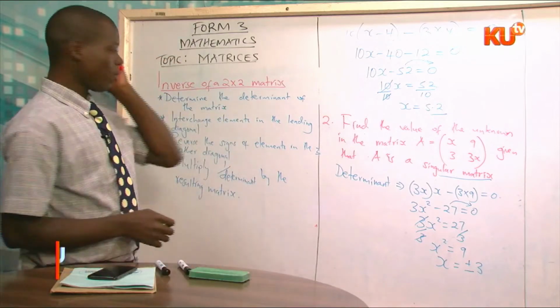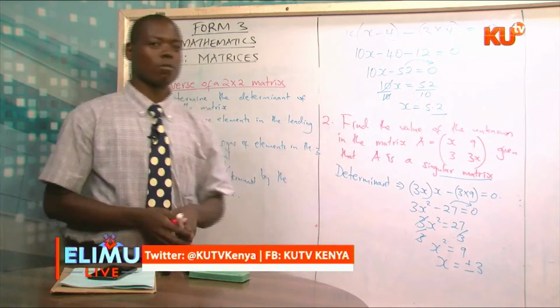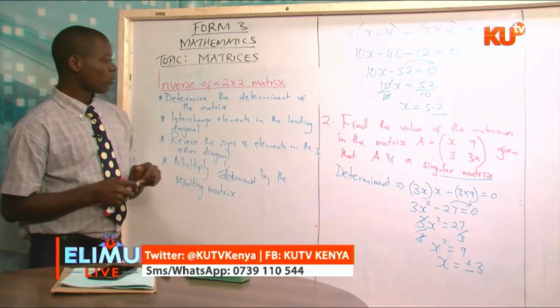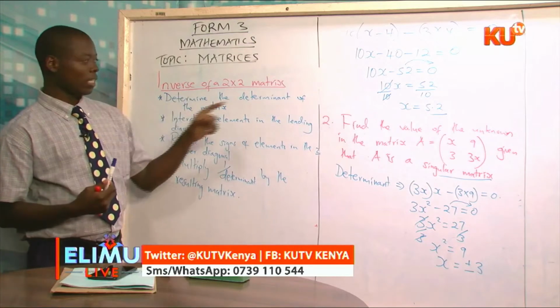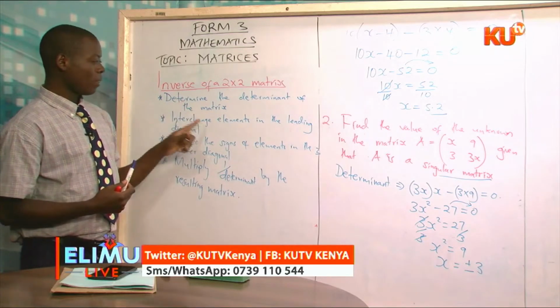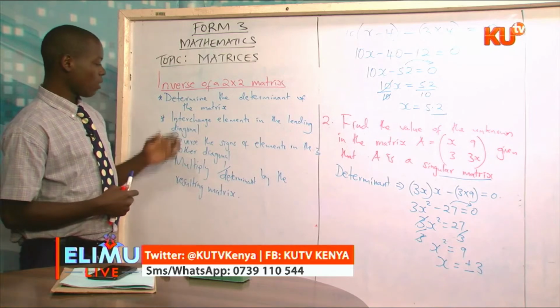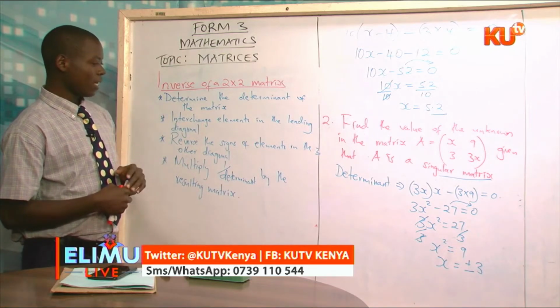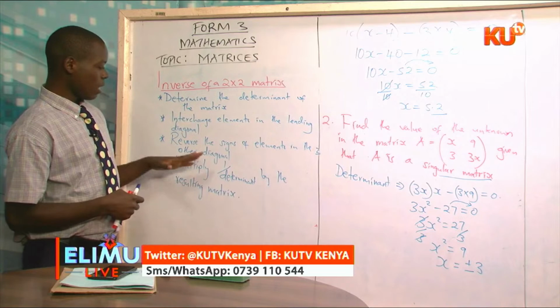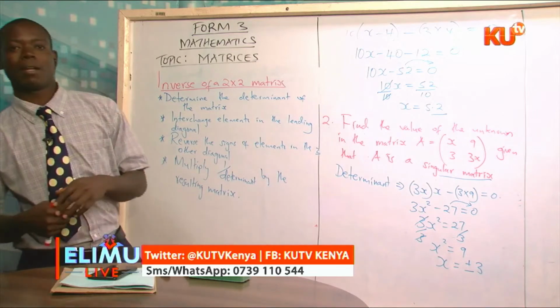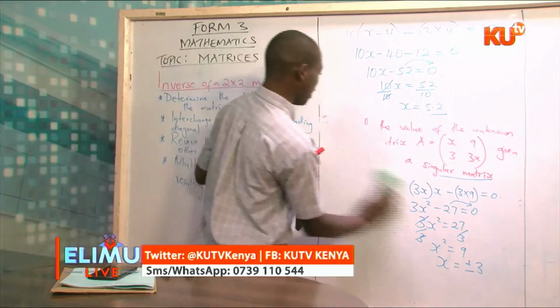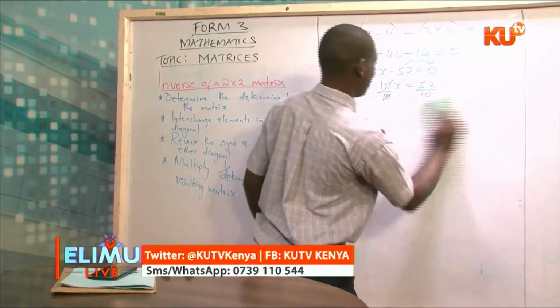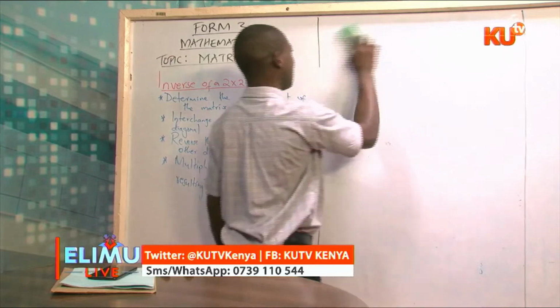So those are the 4 steps that students will need to know. If you are given a question to get the inverse of a matrix, step number 1, obtain the determinant of that matrix. Number 2, you interchange the elements in the leading diagonal. Number 3, you reverse the signs of elements in the other diagonal, and then you multiply 1 over determinant by the resulting matrix. To illustrate this using a general case, students can look at this case here.